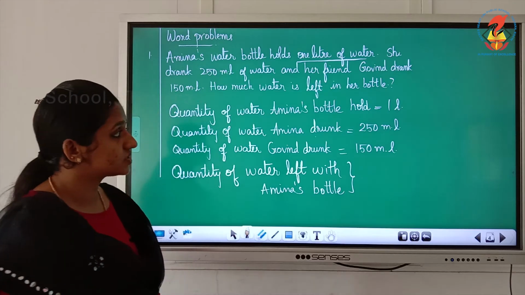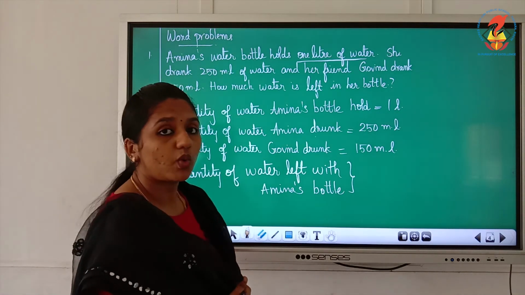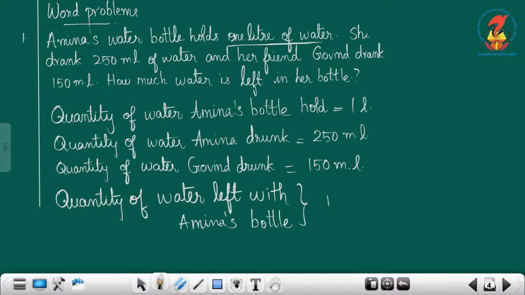So 1 liter, it's already given. The capacity of water in Amina's bottle is 1 liter, that means 1000 milliliter, right? So 1000 milliliter minus the quantity of water Amina drank and the quantity of water Govind drank. These numbers are added together, then subtracted from the capacity of the water in Amina's bottle. Okay. So 1000 minus 250 milliliter plus 150 milliliter. Okay.